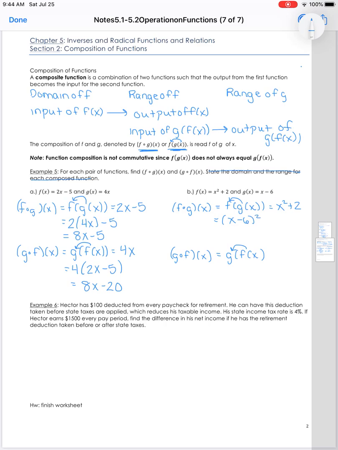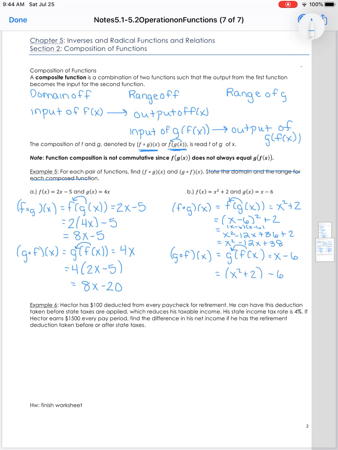All right, for b, let's try another one. So we have f of g of x, which means the same as this. We have g of f of x, which means the same as this. So again, the second function is going in place of the x in the first function. So we start with the f of x function, but instead of the x, we're going to replace that with what the g of x function says.